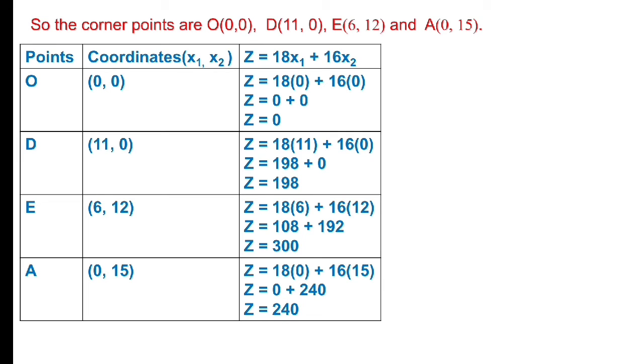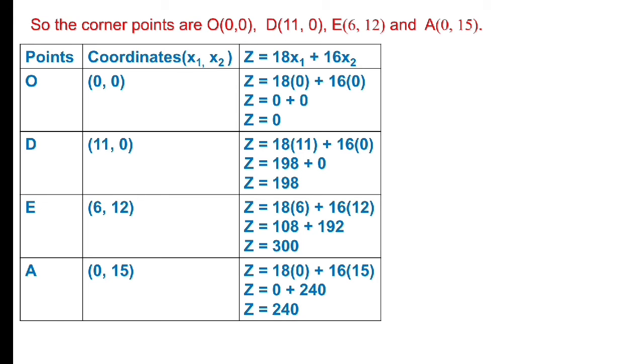D, in place of x1 and x2, x1 equal to 11, x2 equal to 0. Z equal to 18 into 11 plus 16 into 0. 18 into 11, 198. 16 into 0, 0. So 198 plus 0 equal to 198. E equal to 6, 12. So 18 into 6 plus 16 into 12. 108 plus 192 will get 300. A value is 0, 15. Z equal to 18 into 0 plus 16 into 15. What is that? 0 plus 240 will get 240.